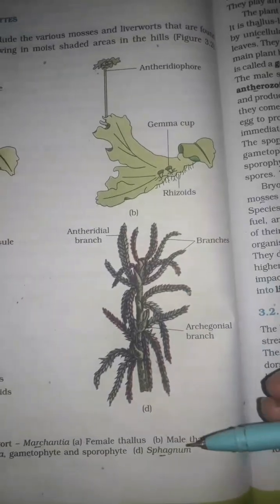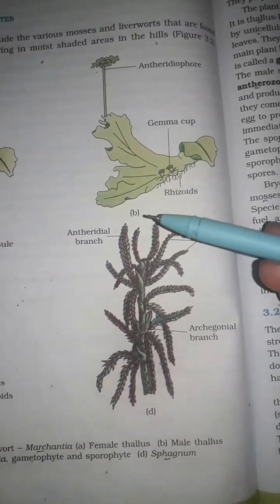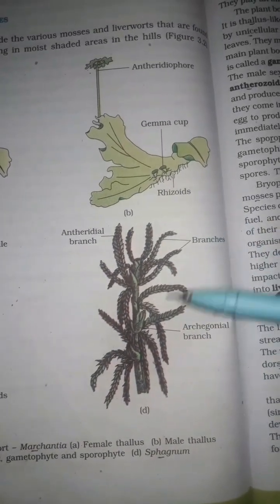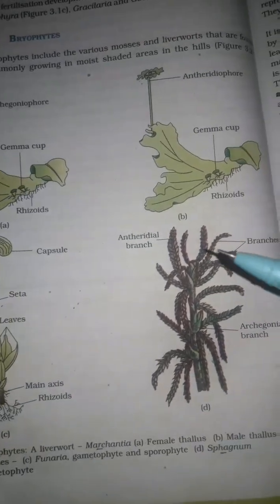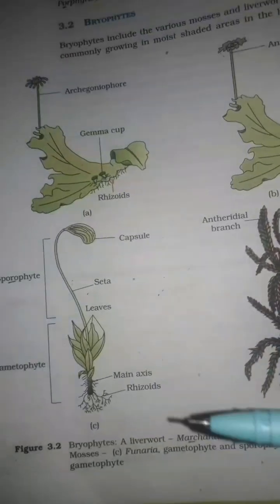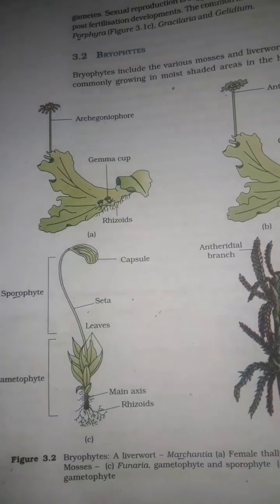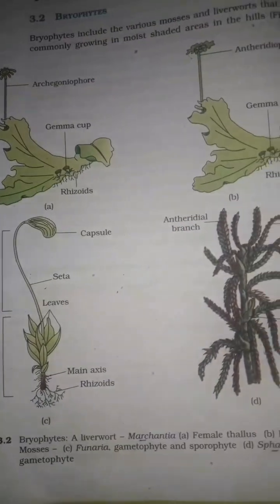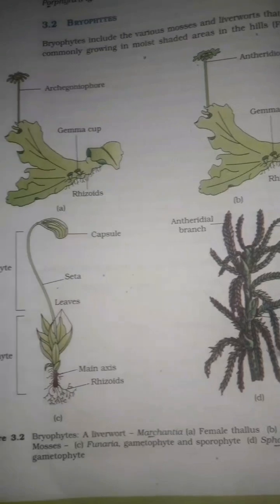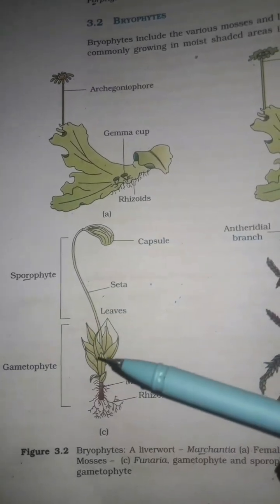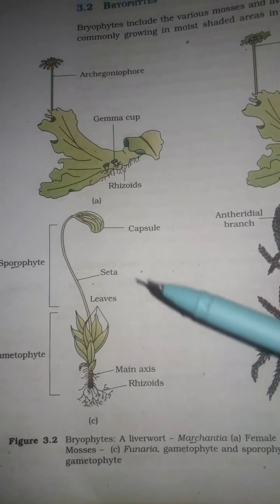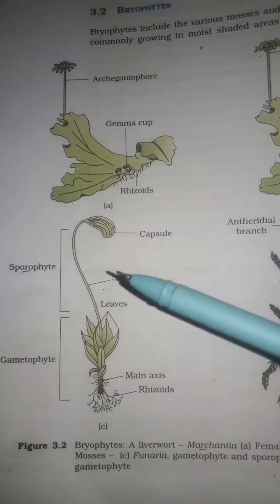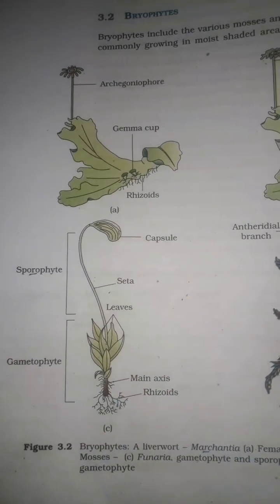This diagram represents the Sphagnum having antheridial and archegonial branches on the same plant but on different branches, the female and male sex organs. This represents the Funaria, that is, the Funaria gametophyte, with a partially dependent sporophyte on the gametophyte, having the rhizoids, main roots, and the same capsule, seta, and this foot.